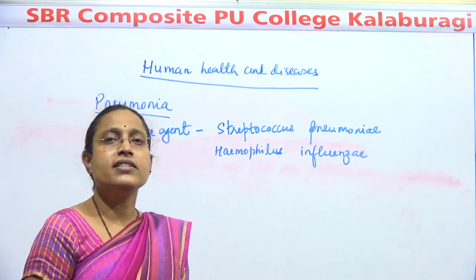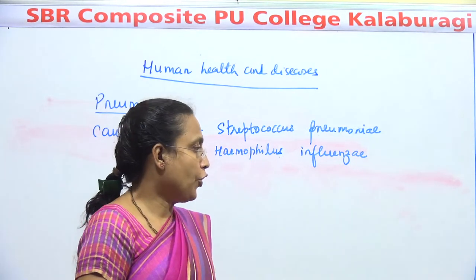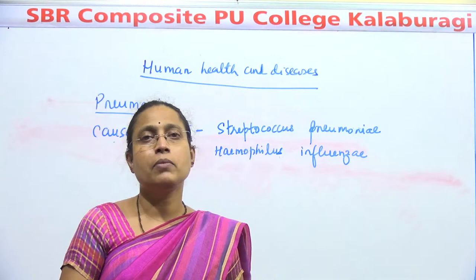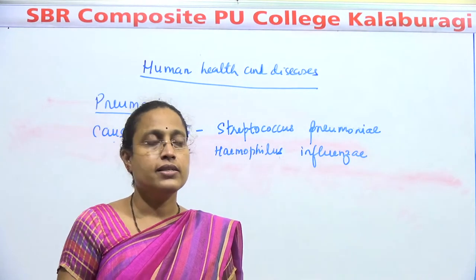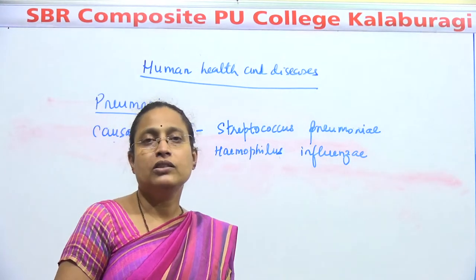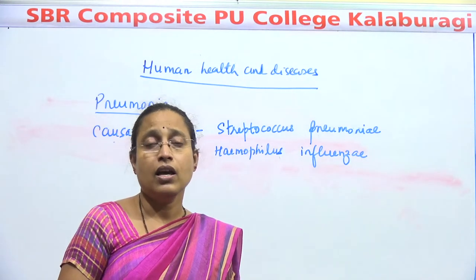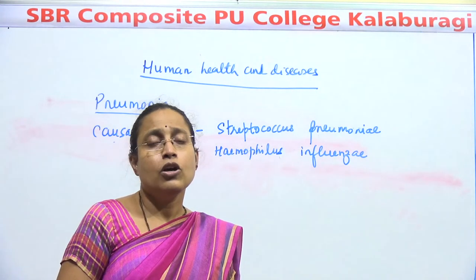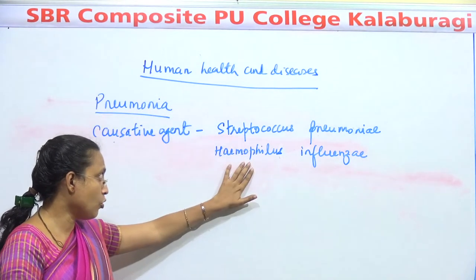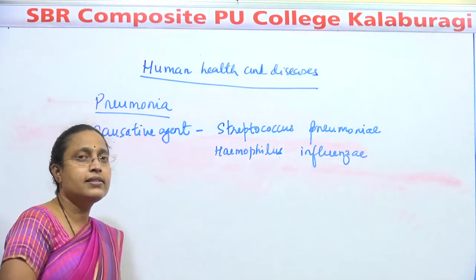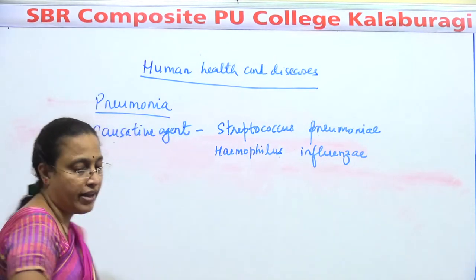Now, what is the incubation period? Suppose this pathogen enters the body of a human, how much time will it take for symptoms to occur, from the point of entry to the occurrence of symptoms? It will take about 1 to 3 days. That means the symptoms of this disease can occur very fast, within 1 to 3 days, so it can also spread very fast. So the causative agents are Streptococcus pneumoniae and Haemophilus influenzae. Now, what is the mode of transmission or mode of infection?